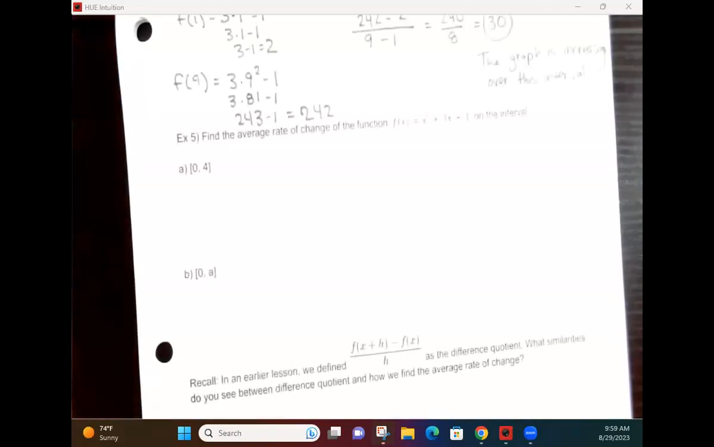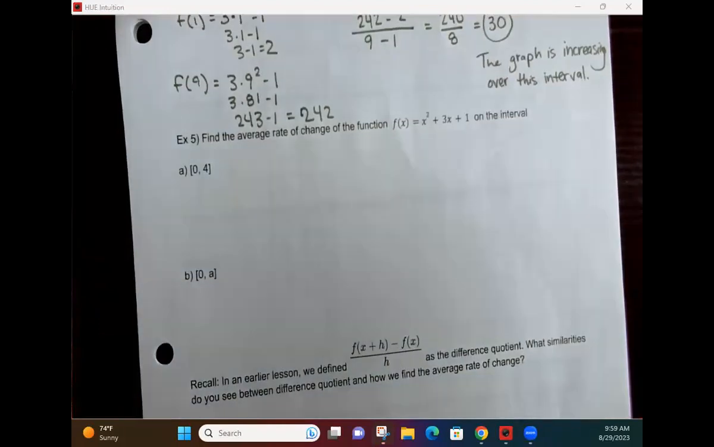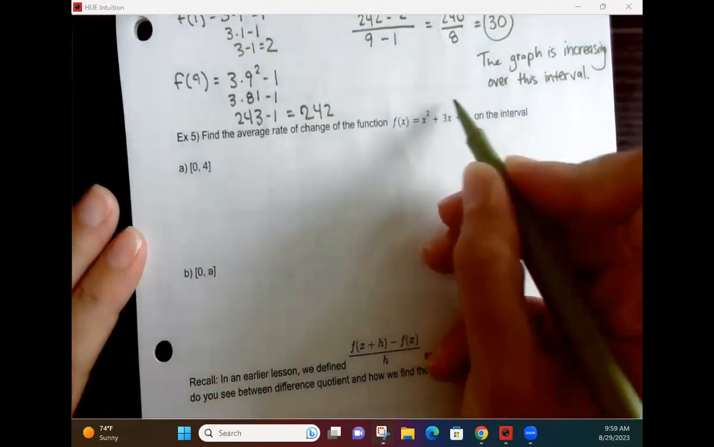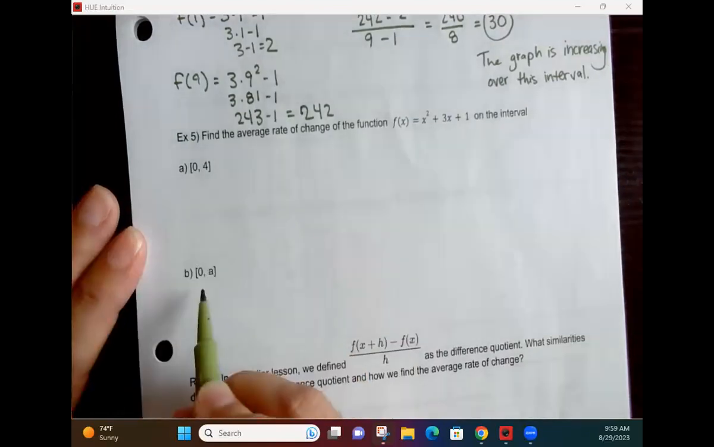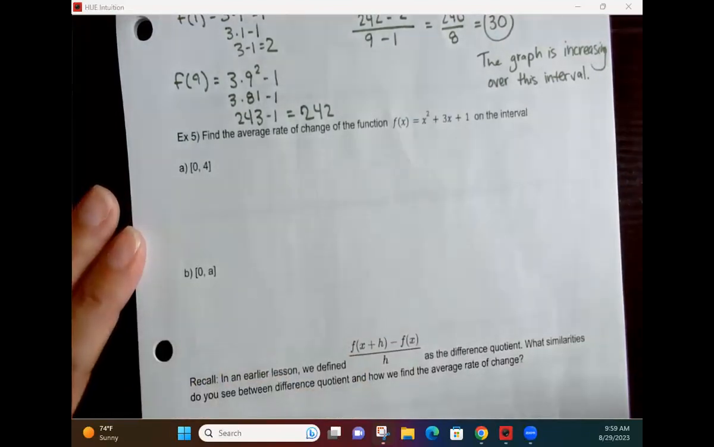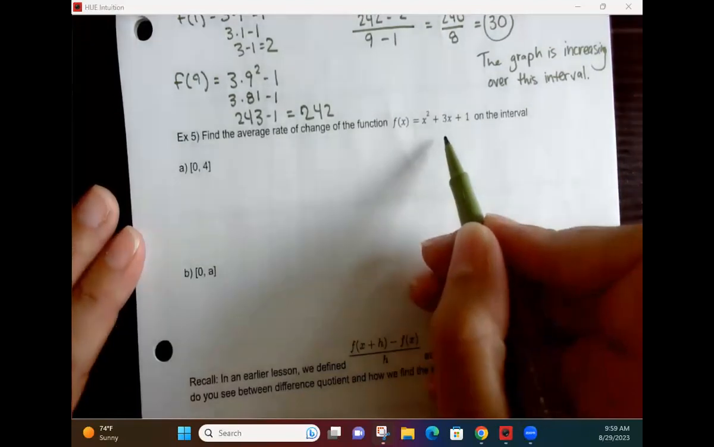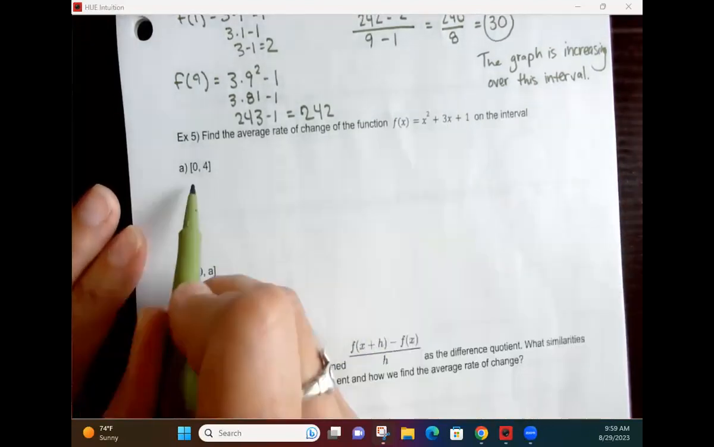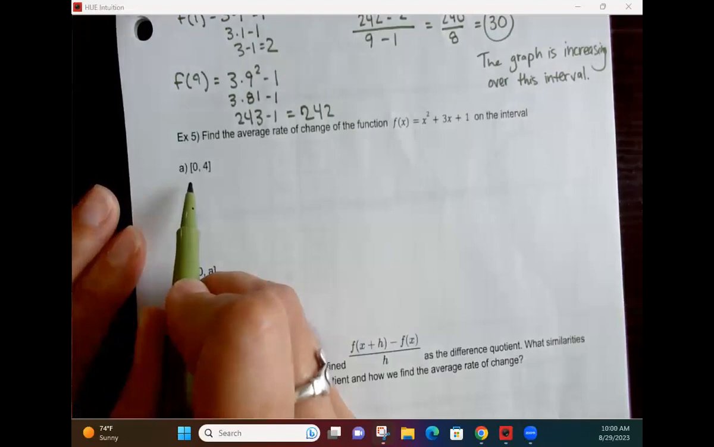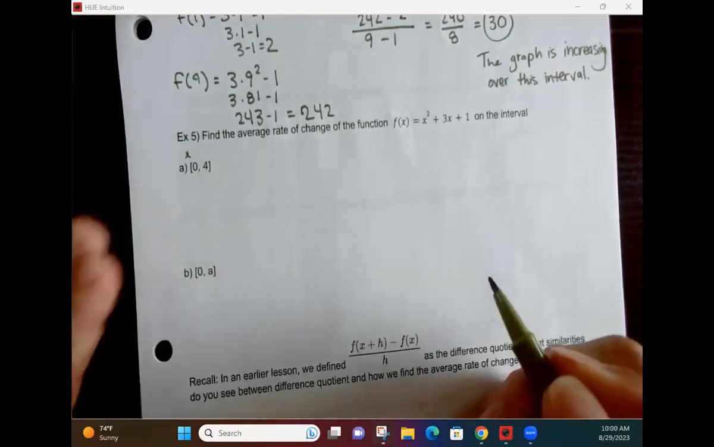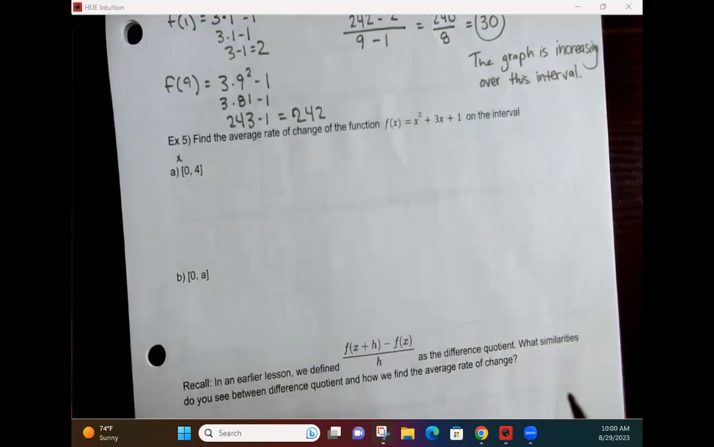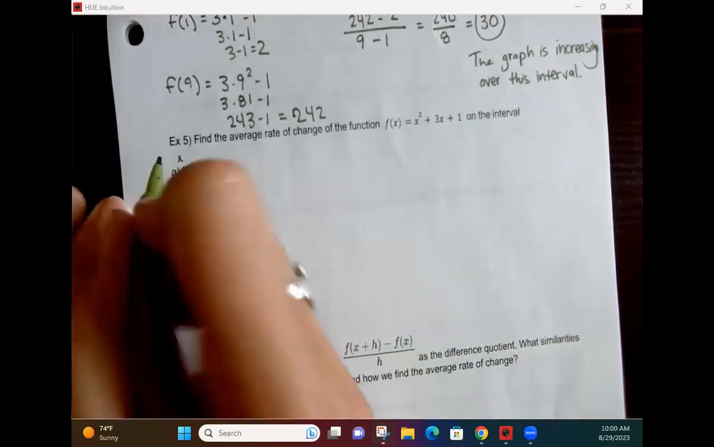So we're going to pick up with example 5 for today. And we want to find the average rate of change for this function on the interval. We're going to start with 0 to 4, and then we'll talk about another one. Okay. So we did a very similar problem yesterday. Remember, when I've got the function and I'm looking at that interval, these are x values. And so I've got to plug in these x's to figure out what the y values are that match them. So that's what I'm going to start with.